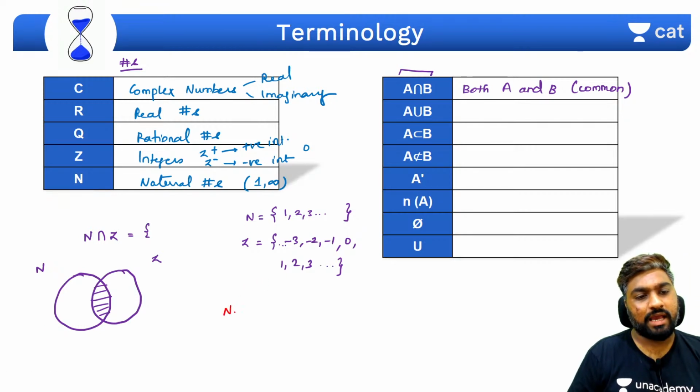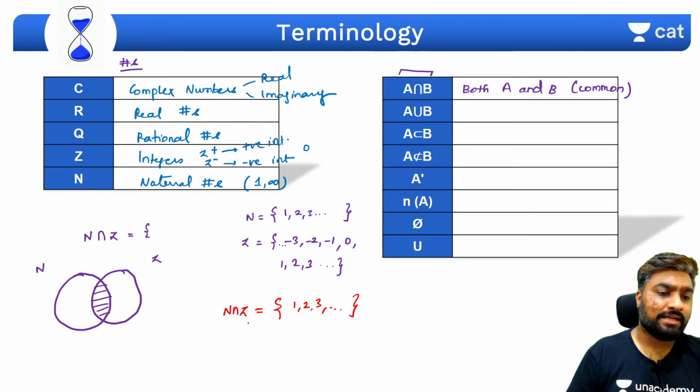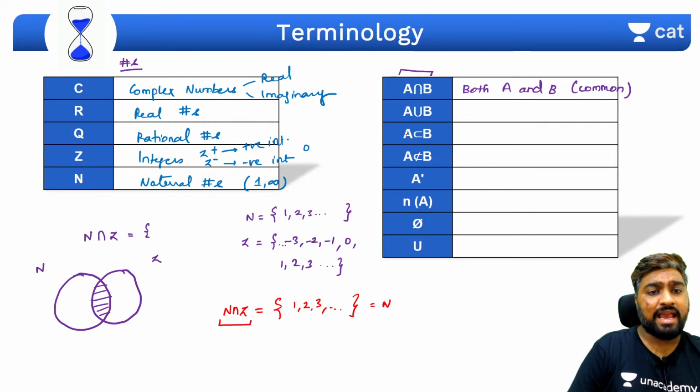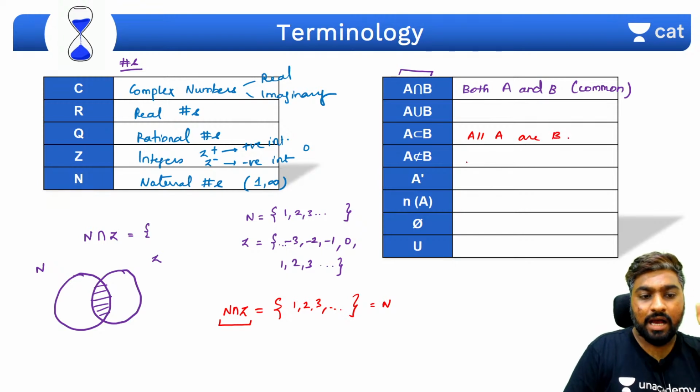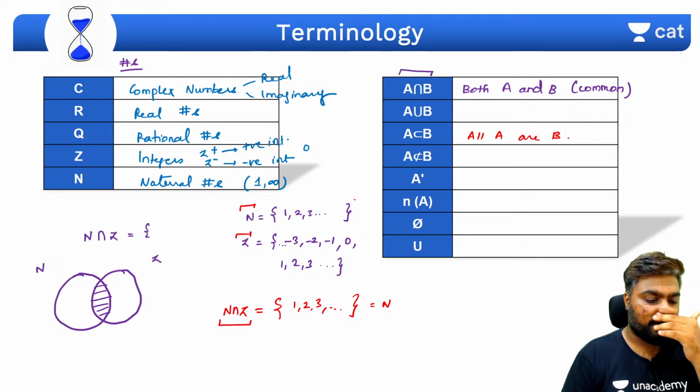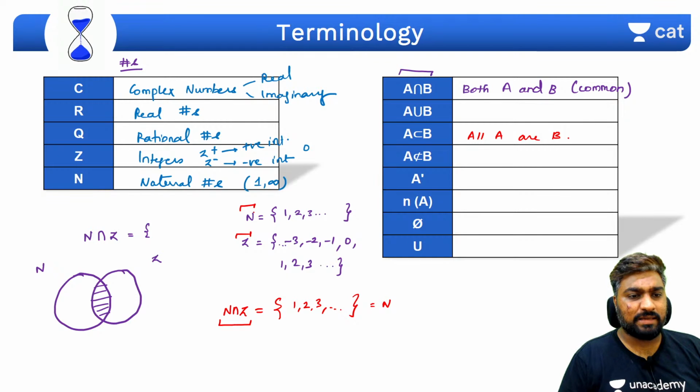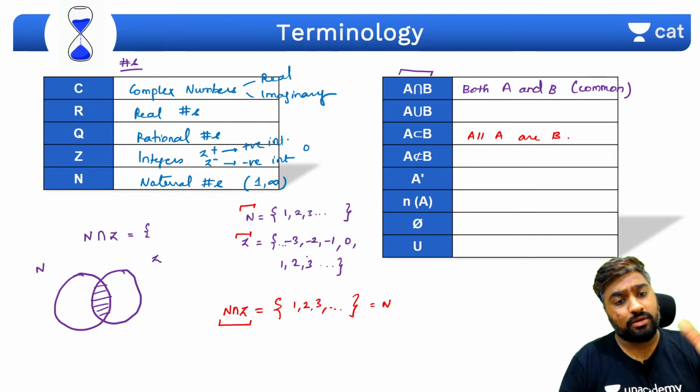N intersection Z will have terms that are 1, 2, 3 all the way till positive infinity. So when I say N intersection Z, the value is still N only. Why? Because N is a subset of Z. A is a subset of B. What do you mean by subset? This basically means that all A are B. Everything that is a part of N is a part of Z, correct? 1, 2, 3, 4, 5, 100, million, 10,000, everything in N is also a part of Z.